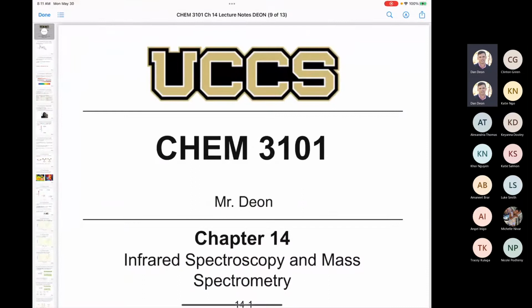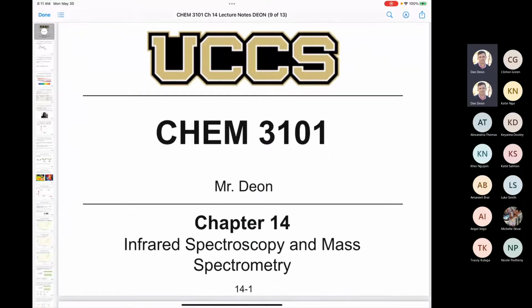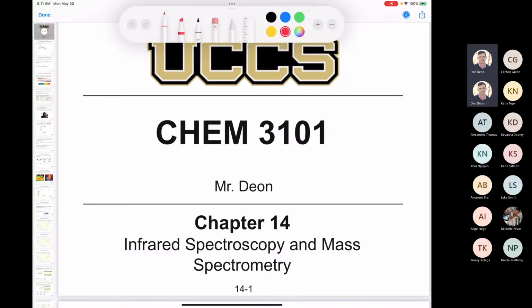Okay, Chemistry 3101. This is Chapter 14, which deals with infrared spectroscopy and mass spectrometry. We're going to begin with infrared spectroscopy. And the whole point behind infrared spectroscopy is to be able to help us to identify functional groups.